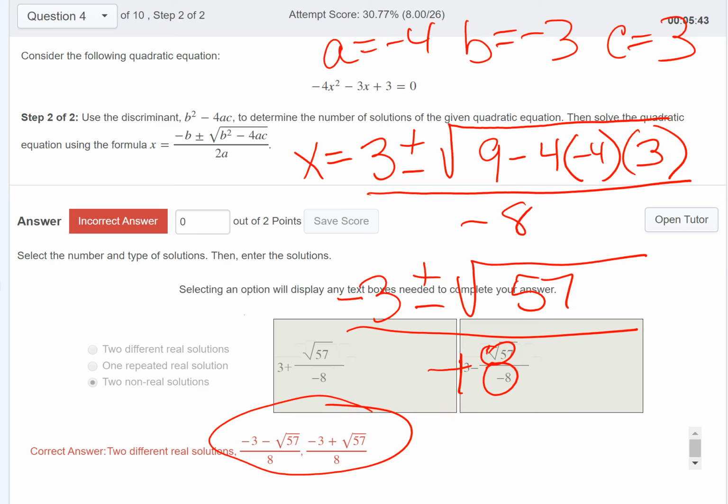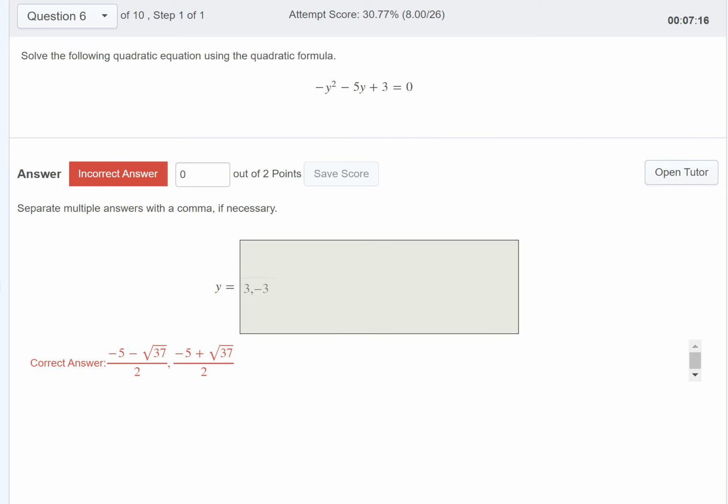Again, pause it, check it. As we look at this one, similar to one we've just done, you want to identify your A. A equals negative 1, B equals negative 5, and C equals 3. So we put that into the quadratic formula, and they gave it to us, and hopefully you've written this down on your paper.